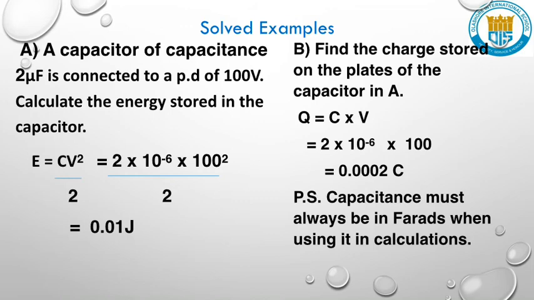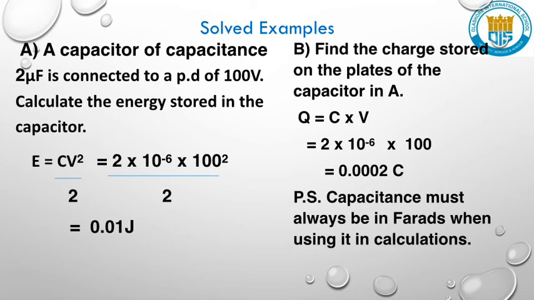Let's look at a solved example. A capacitor of capacitance 2 microfarad is connected to a potential difference of 100 volts. Calculate the energy stored in the capacitor. Here, what we have is the capacitance and the potential difference. We have C and we have V. That means the formula that we can use is the one that has C and V in it, and that is E equals CV squared over 2.